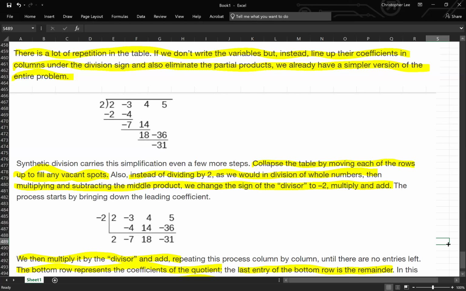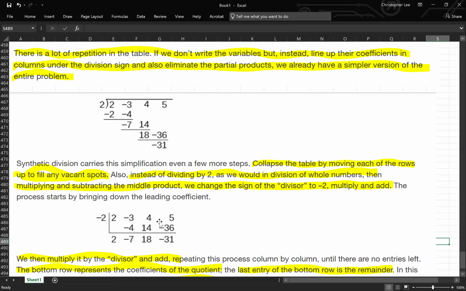So negative 2 times 2, times the negative 3, 4, 5. Bring down the 2. Negative 2 times the 2 on the bottom is negative 4. Add them up. Negative 3 plus negative 4 is negative 7. And then negative 2 times negative 7 gives me 14, and you add that to 4 to get 18.